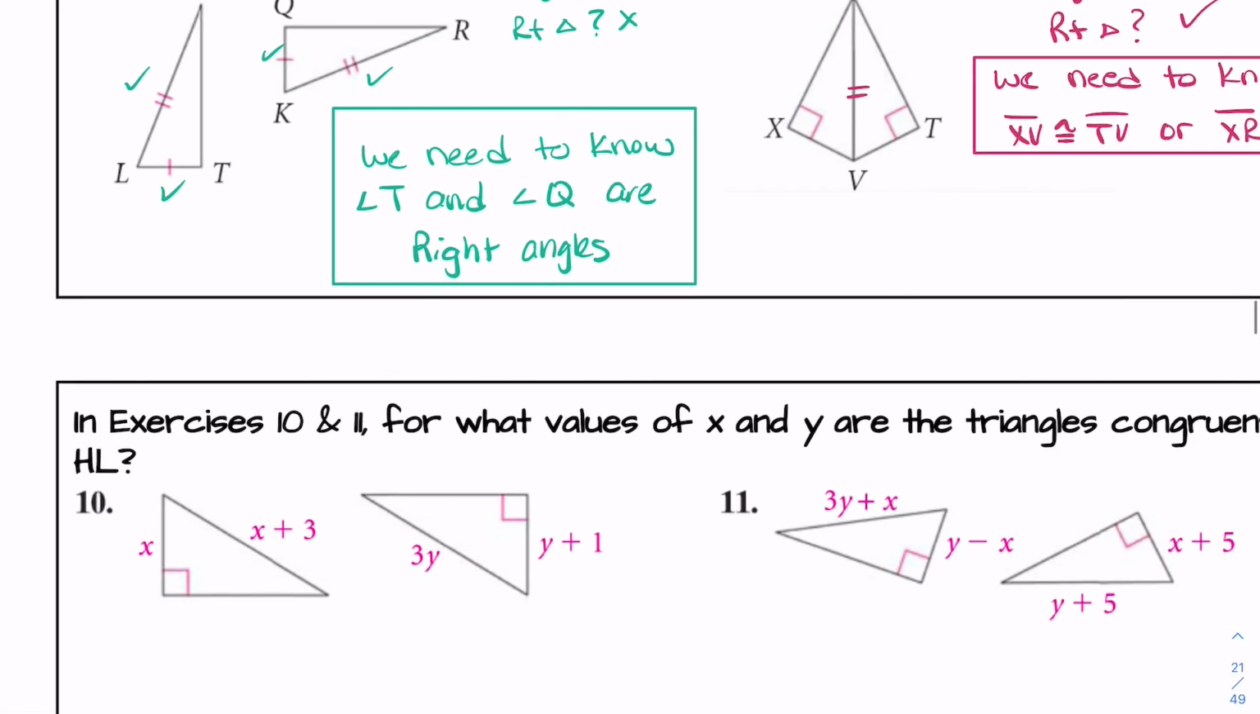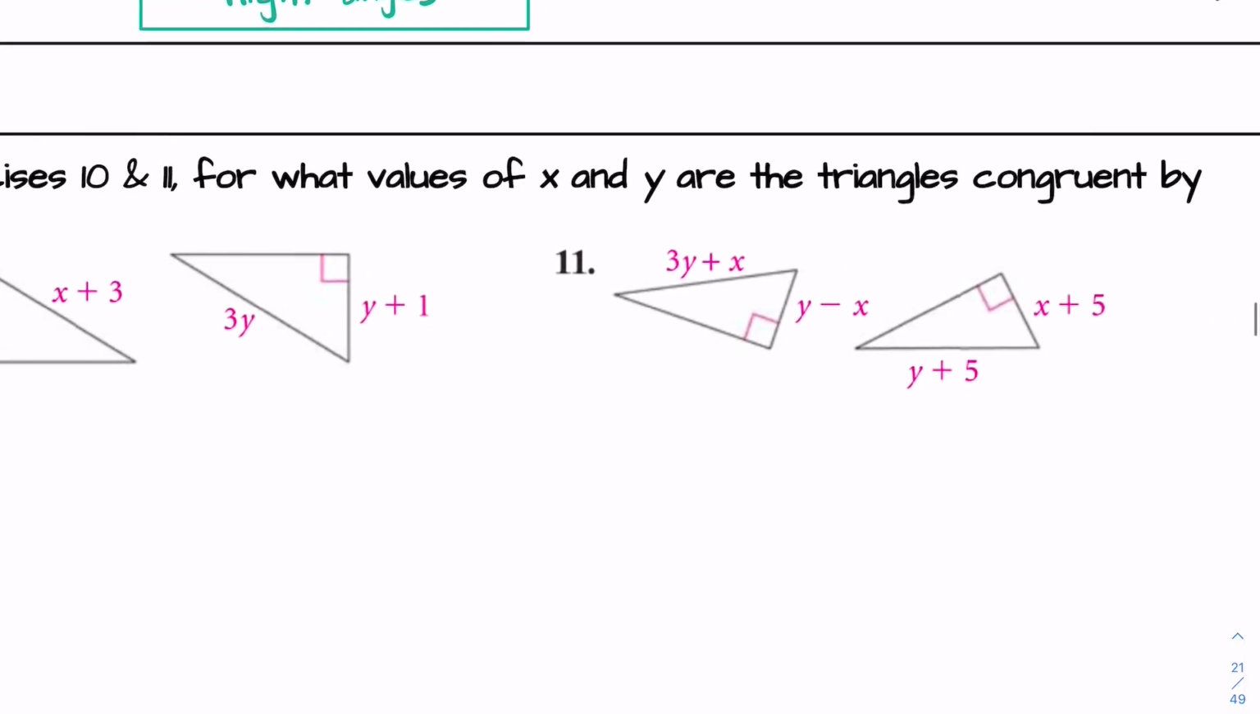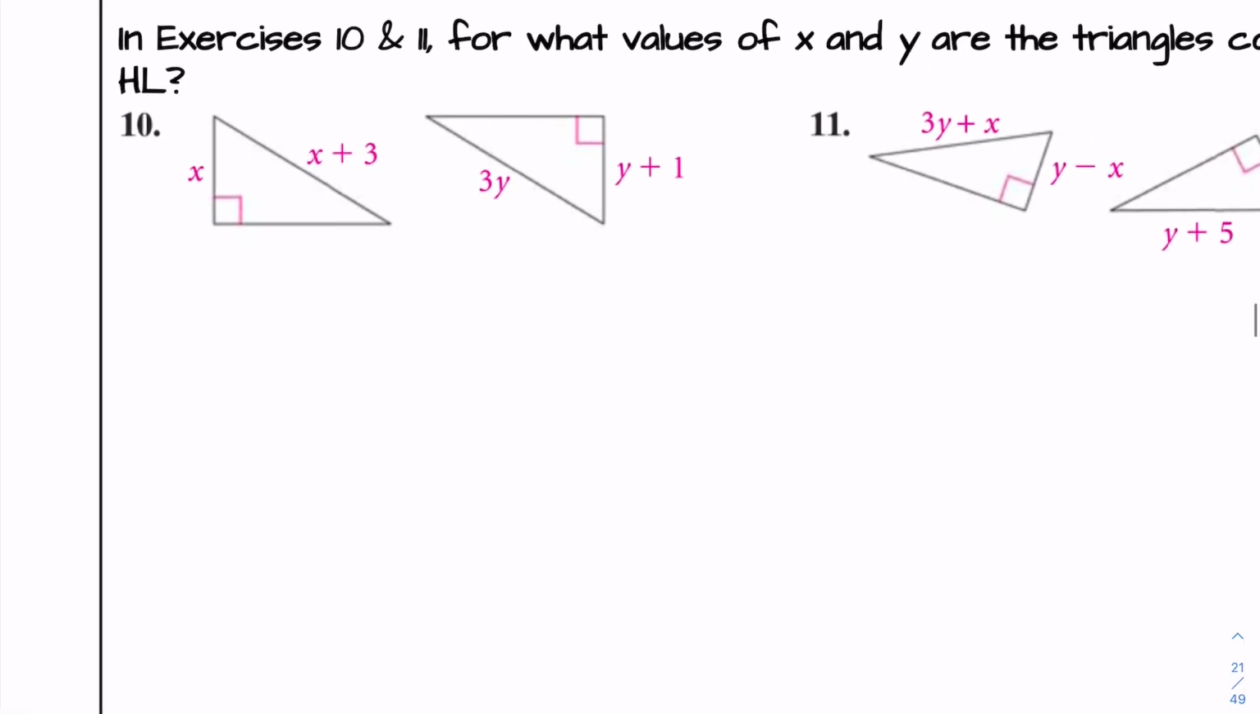Next one. In exercises 10 and 11, for what values of x and y are the triangles congruent by the HL theorem? Well, what that would mean is that I would need to set them equal. So x would have to equal y plus 1, and x plus 3 would have to equal 3y.